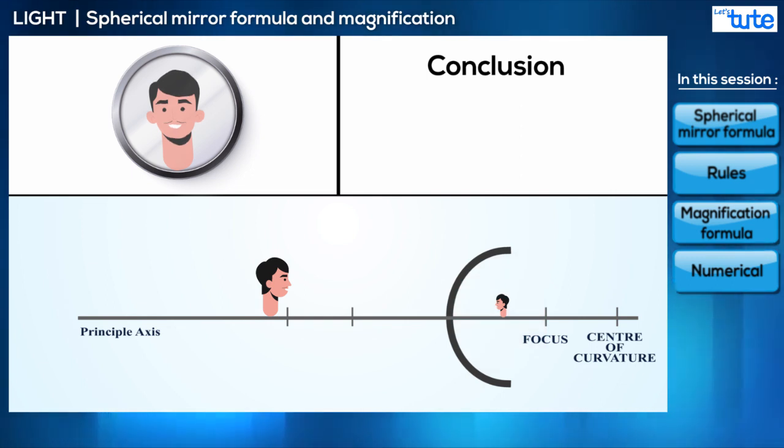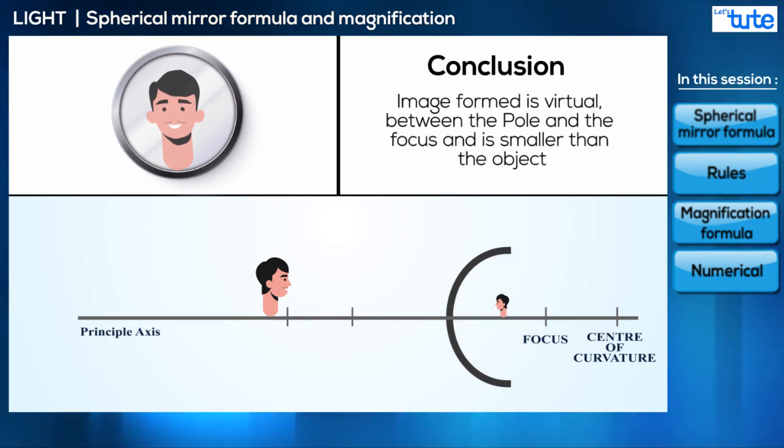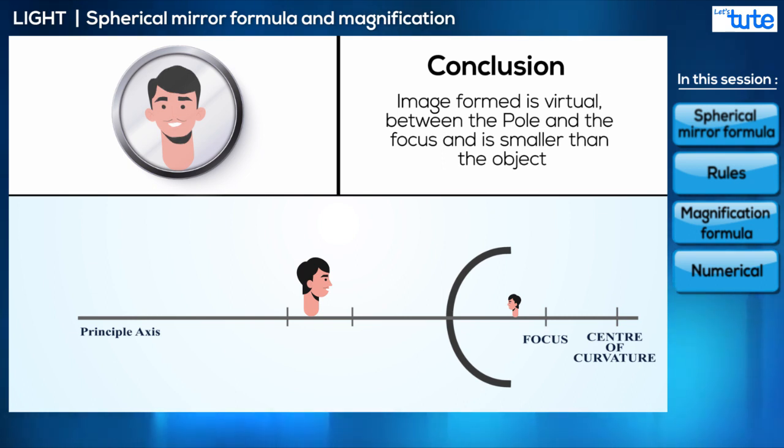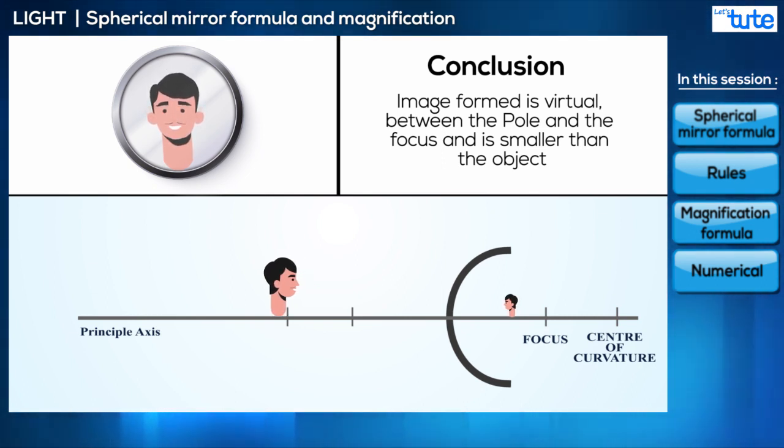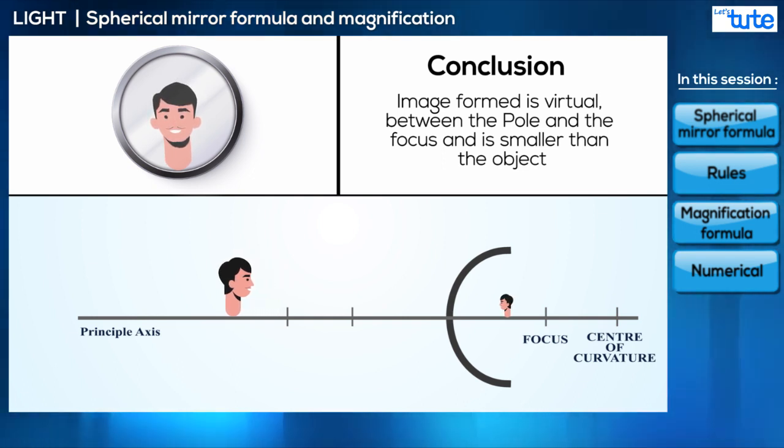In fact, for any position of the object, the image will be virtual between the pole and the focus and smaller than the object. If you move back and forth in front of a convex mirror, the image does not move a lot but gets smaller if you move away from the mirror.